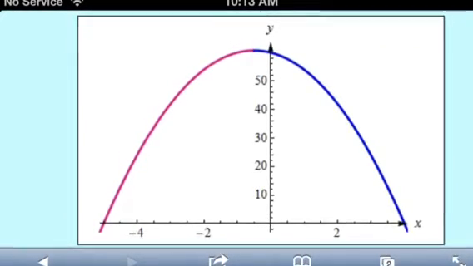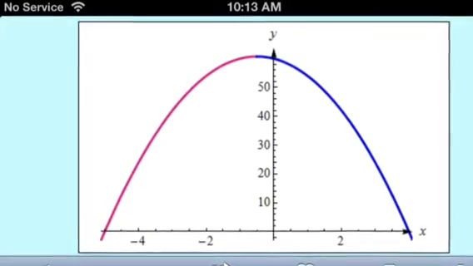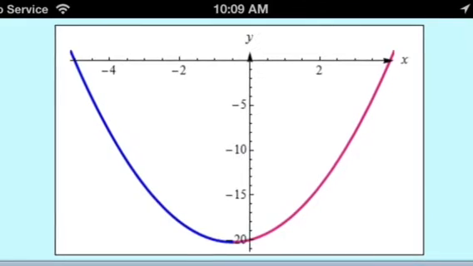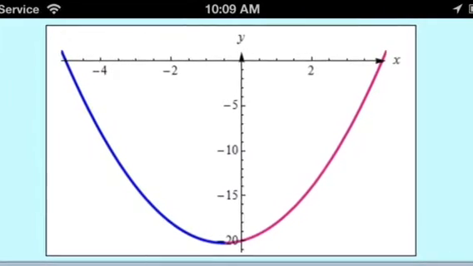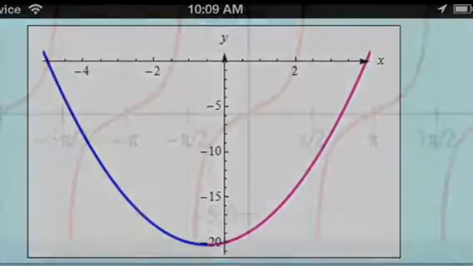This is a typical sine graph. The phase shift is -5, and the amplitude is 60. This is a typical cosine graph. Again, the phase shift is -5, and the amplitude is -20.